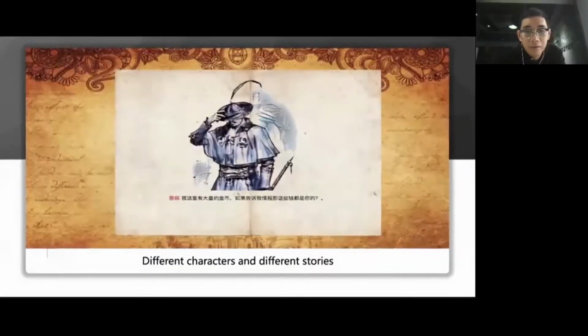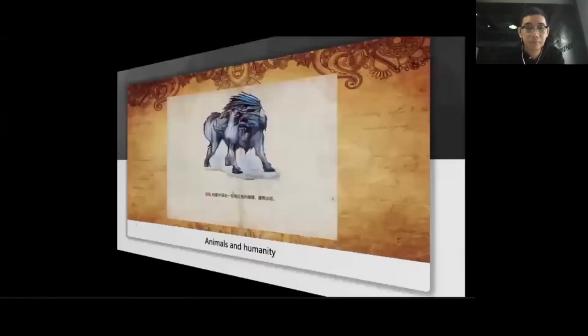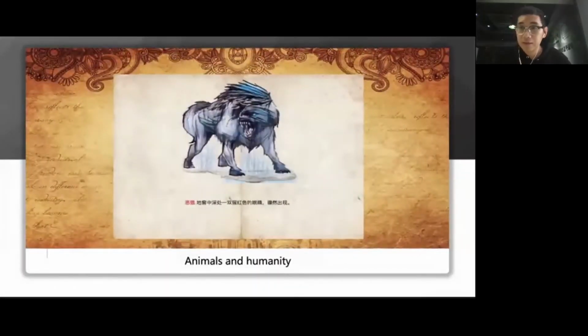And different characters will have different choices. If you choose something different, you will meet different people, and you will have a different ending to the story. And the animals inside the game can talk. For example, some animals will tell you little stories about other characters, and you can get more info on how you will choose after that, because there are some clues inside the animals' talk.